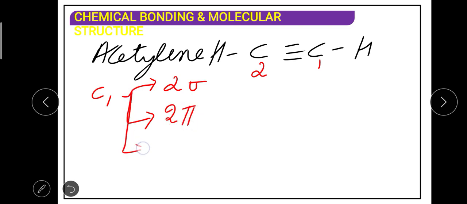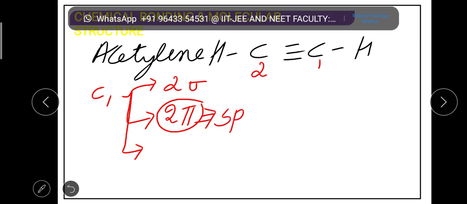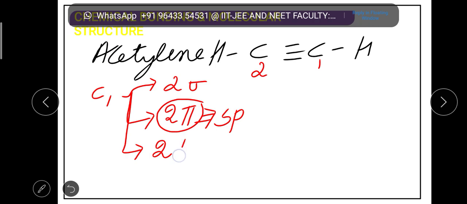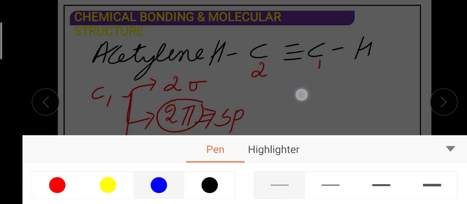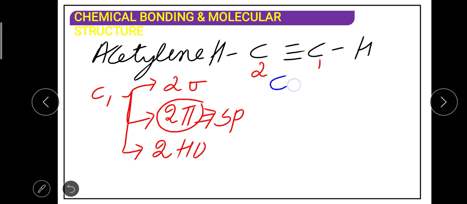Then for carbon atom 1, how many hybrid orbitals? Since there are 2 pi bonds, the hybridization is sp. Since it is sp, you will get 2 hybrid orbitals. How many hybrid orbitals, children? 2 hybrid orbitals. Similarly, let me find it for C2.